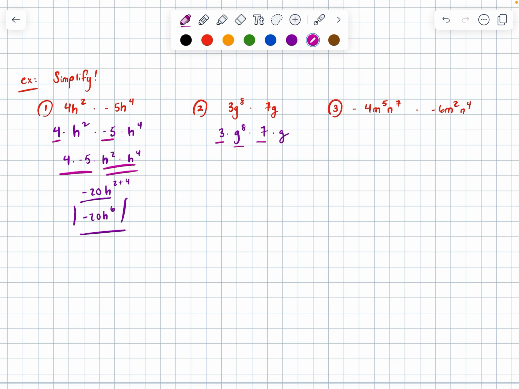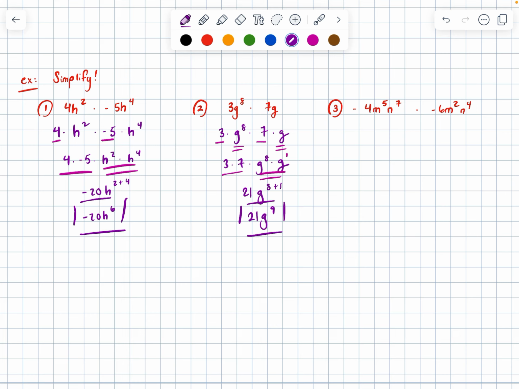Once again, I want to create some chunks with the stuff that I know how to do. So I've got 3 times 7. I know how to do that. And then I've got g to the 8th times g. I know how to do that. Well, 3 times 7 gives me 21. And then g to the 8th times g. Remember, there's an invisible exponent of 1 here next to my g. g to the power of 8 times g to the power of 1 is equal to the power 8 plus 1. So I've got 21 times g to the power of 9.